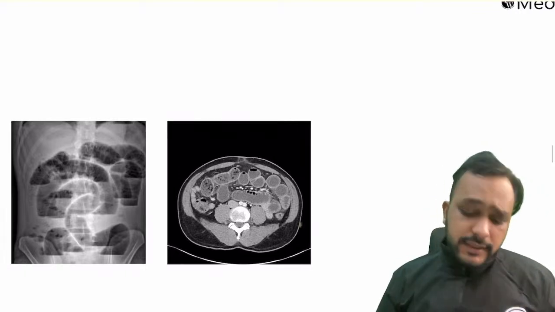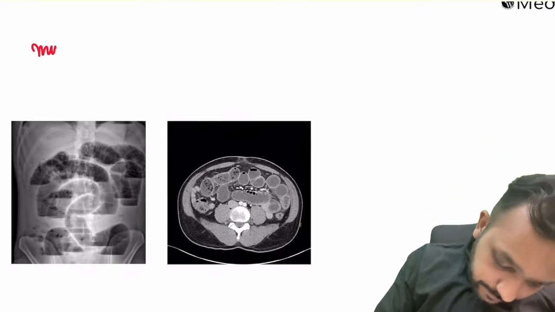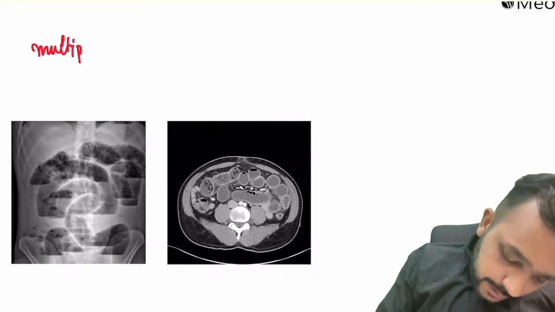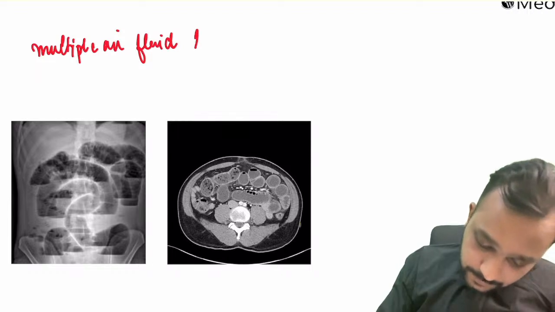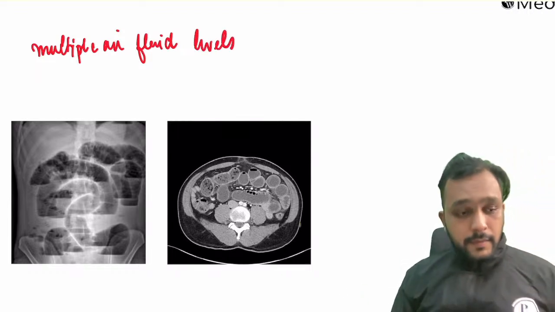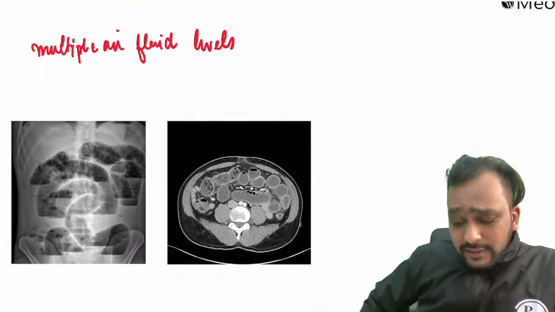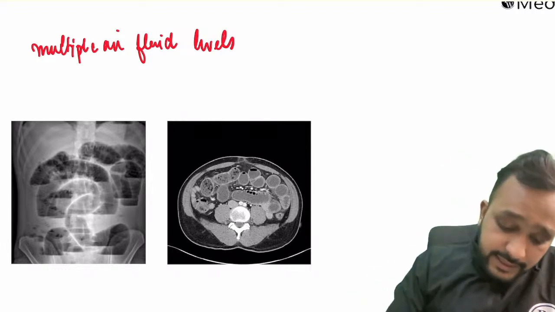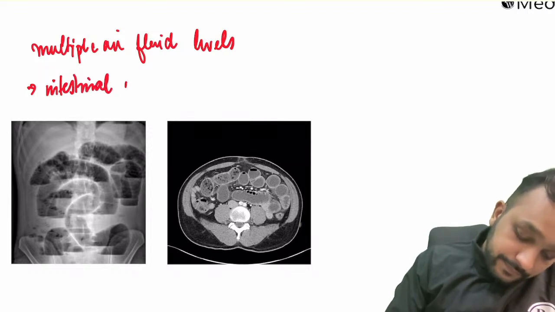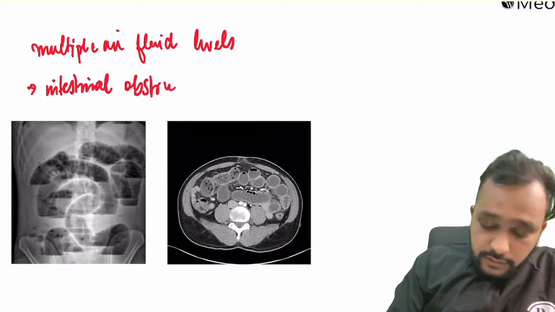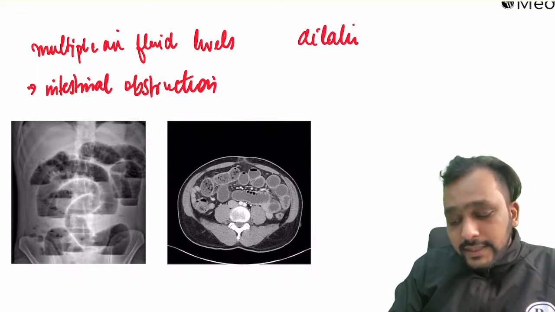So now on this image we can see that there are multiple air fluid levels. Multiple air fluid levels can be seen in this image, right? And multiple air fluid levels are seen in patients with intestinal obstruction. Now the question is, when do you call bowel loops dilated? So you have a 3-6-9 rule.